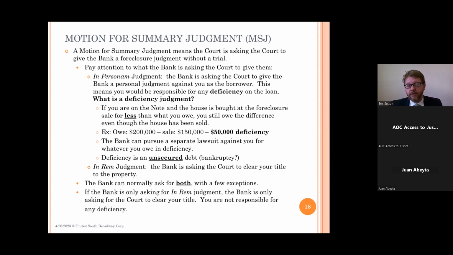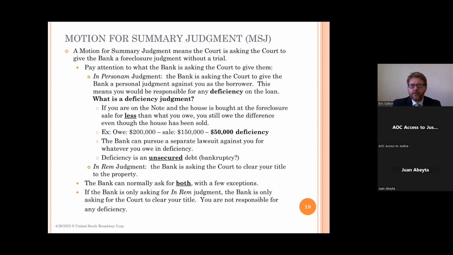This is a way of moving the case forward without having to go through the process of a trial. Banks usually say, well, here's the contract, we didn't get the money, let's foreclose. And oftentimes that's essentially enough to win the case, because that's what the contract says.